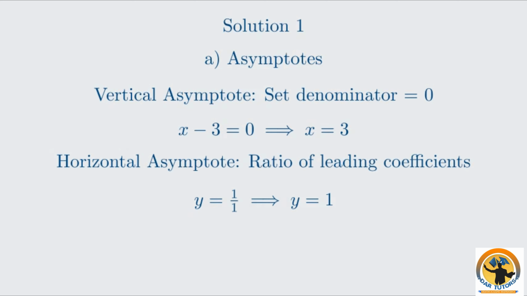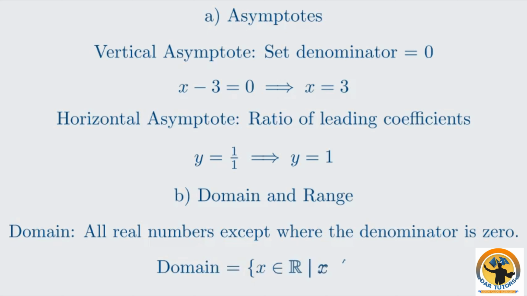So y equals 1 over 1, which simplifies to y equals 1. Part B asks for the domain and range. The domain includes all x values for which the function is defined. We know it's undefined at the vertical asymptote, x equals 3. So the domain is x is not equal to 3.